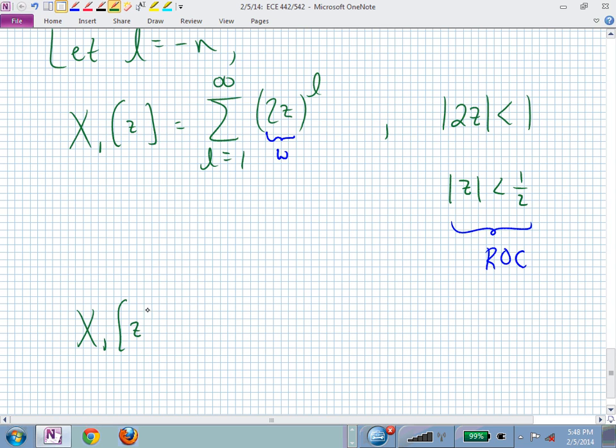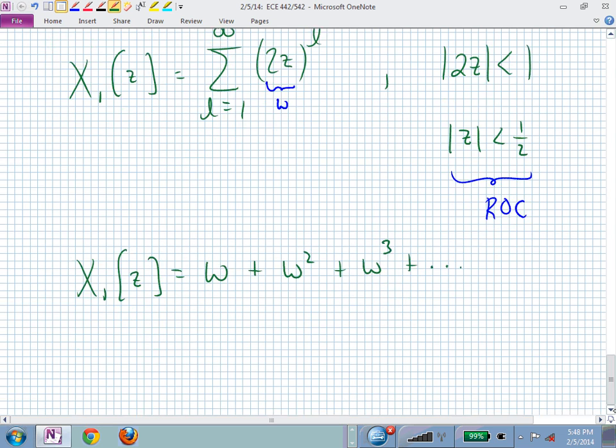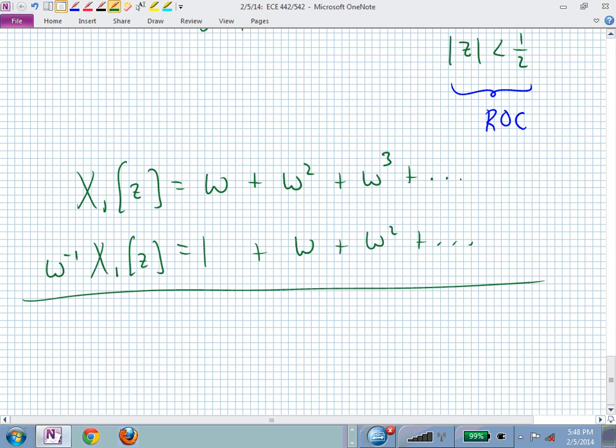So here's x sub 1 of z, now W, that's the first term, L equal 1, plus W squared, etc., all the way up to W to the infinite power. And we know how to play with this, except now I'm going to try a little different tack. I'm actually going to multiply this by the inverse of W, just to be different. So let me now say this is scaled by W to the minus 1. That now gives me 1 plus W squared, etc. But I can still compare those two infinitely long sums. And I can now say, oh, that's 1 minus W inverse times x sub 1 of z.